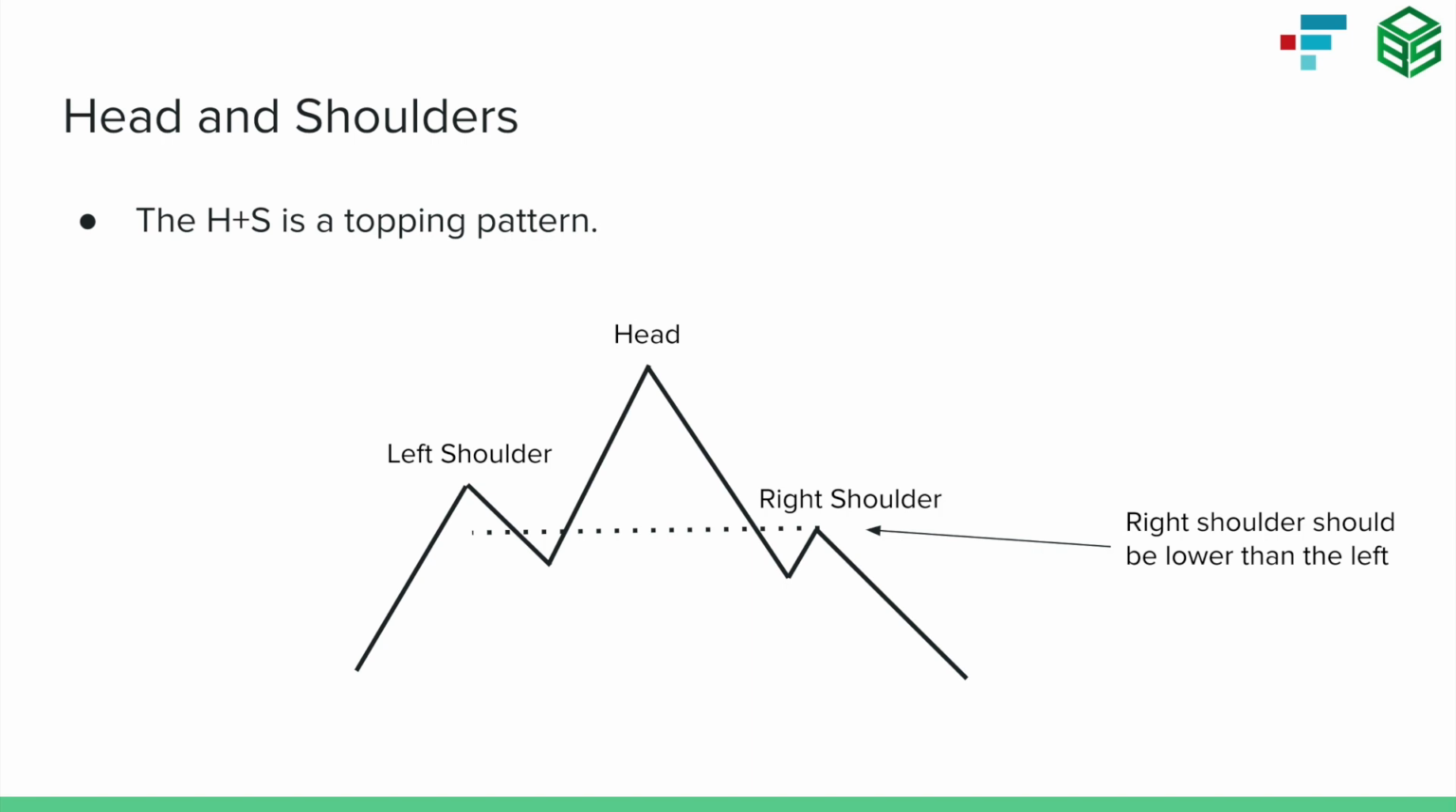So you might see a lot of faulty head and shoulders patterns, and oftentimes they actually break to the upside on occasion, and that's just because it's a faulty pattern and that characteristic of the right shoulder having to be below the left shoulder isn't met.